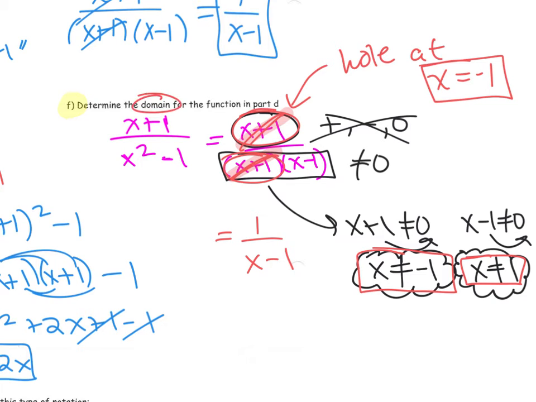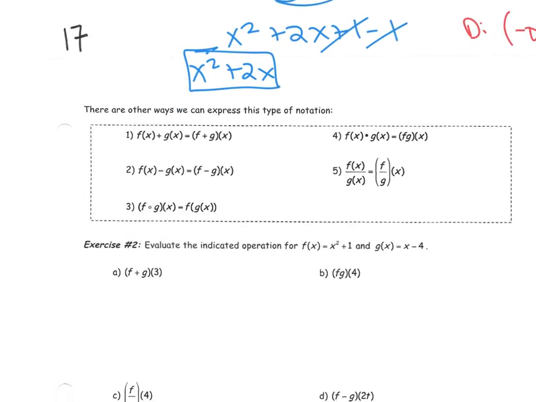So if I were to write the domain in interval notation, we're going from negative infinity to negative 1, unioned with negative 1 to 1, unioned with 1 to infinity. Again, all open parentheses because x cannot equal negative 1 and x cannot equal positive 1. Alrighty, moving on. Let's turn to the next page. This is now page 18, so let's move over to page 18 now.